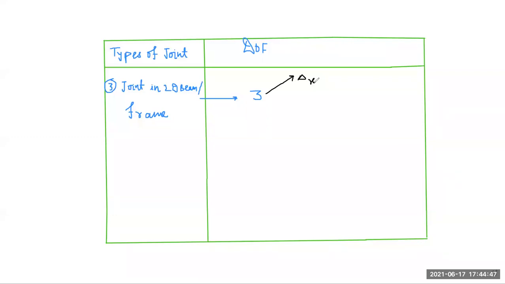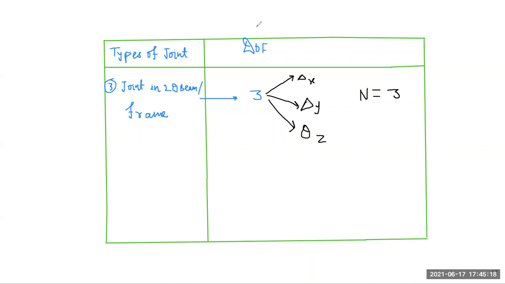Three possible degrees of freedom will be available. One is your delta x, next one is your delta y, and next one is your theta z. So basically these three possible degrees of freedom are permitted. So you must remember here the value of n is equal to 3. So I write the formula for a 2D frame as 3j minus r plus summation of release reactions. So here the n value is equal to 3.